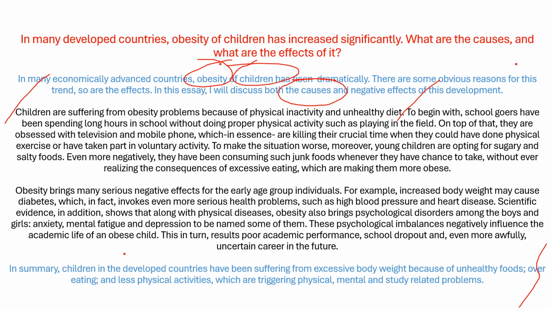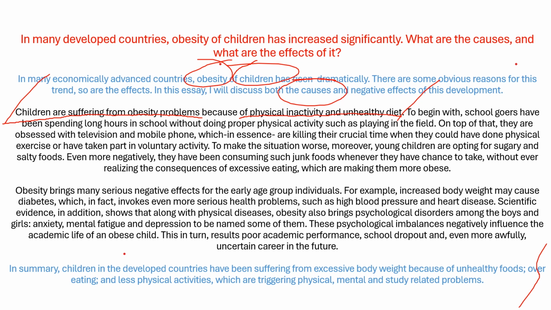And for that, we can put two pieces of information here. The first piece is about the topic itself or the subject itself: children are suffering from obesity problems. And then there should be a claim. The second part is the claim: because of physical inactivity and unhealthy diet. So this is actually making a claim, and you need to make a claim in your body paragraph as well.